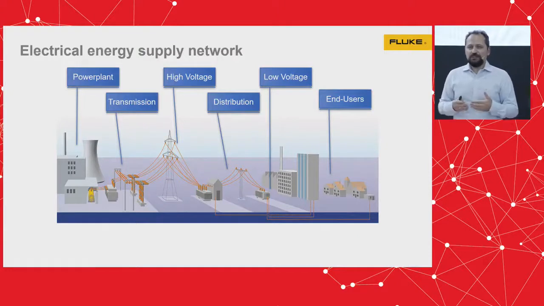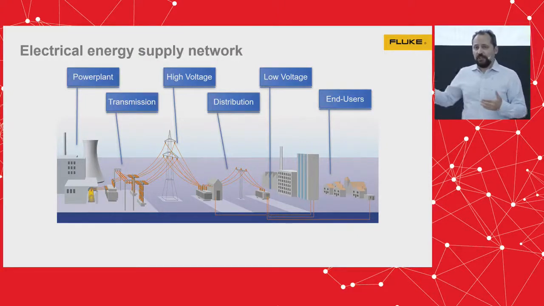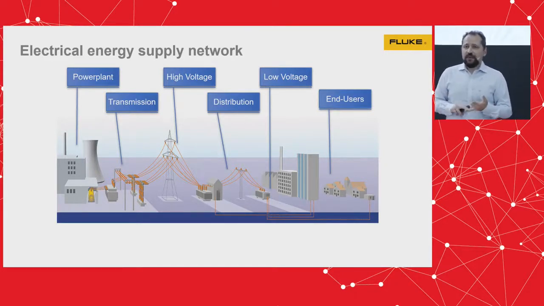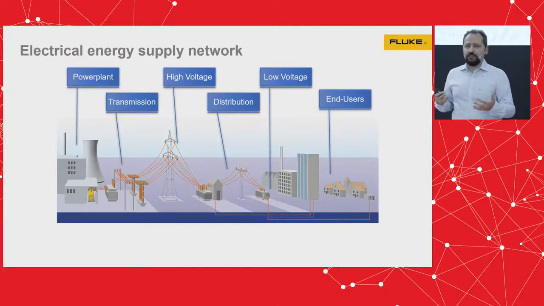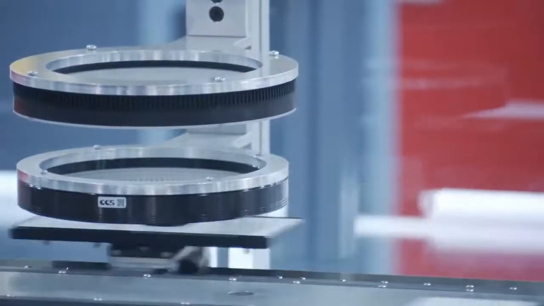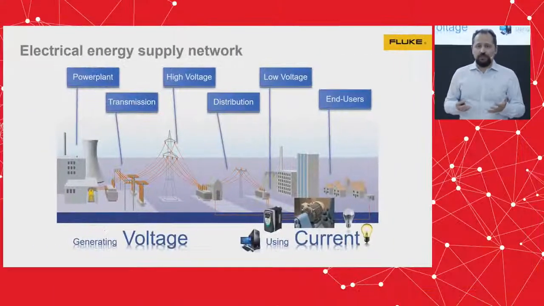Nowadays, with much more complex loads on the end user side, because of the drive to save energy and to use efficient machines and devices, that is becoming more and more complex. The current that is being drawn may be affecting the voltage that is being delivered. So it is this balance between voltage generation and current demand that the different players need to work with. And who are the different players?